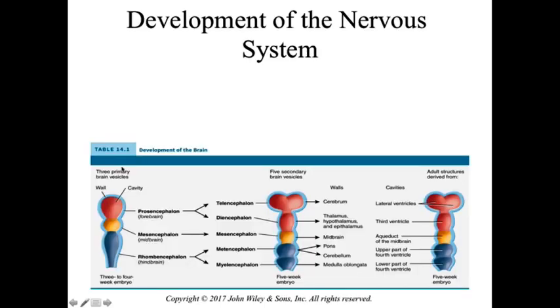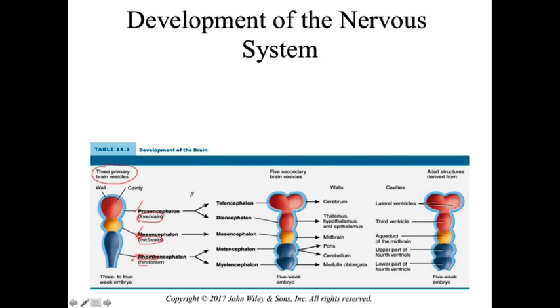When we talk about the development, embryologically, it stems from these three primary vesicles. The prosencephalon, the mesencephalon, and the rhombencephalon. The prosencephalon is going to be the forebrain. The M in mesencephalon, think of middle, the midbrain. And then the rhomb, think of your rump, that's the hindbrain, what's behind.